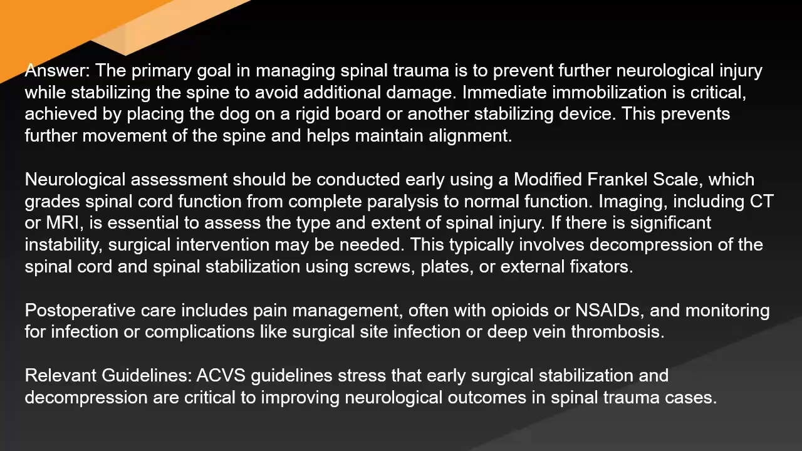Neurological assessment should be conducted early using a modified Frankel scale, which grades spinal cord function from complete paralysis to normal function. Imaging, including CT or MRI, is essential to assess the type and extent of spinal injury.